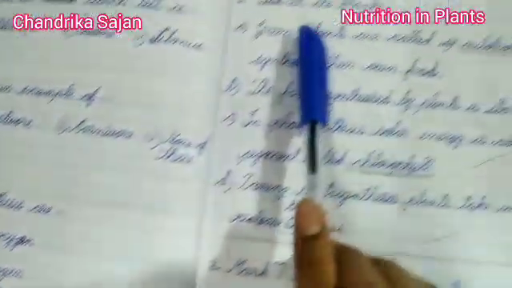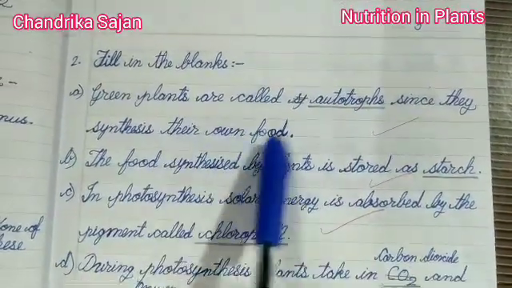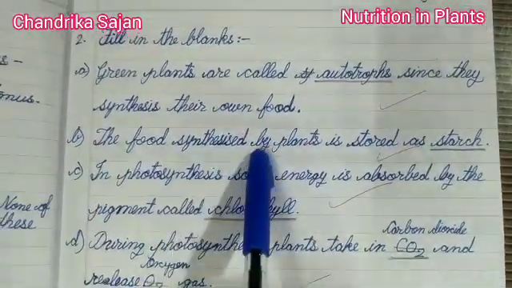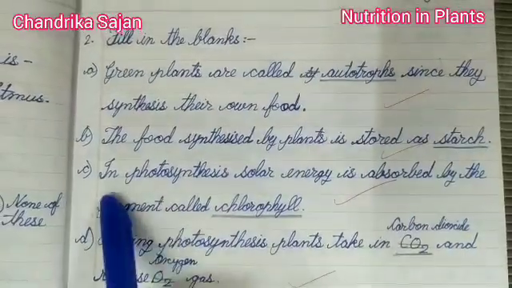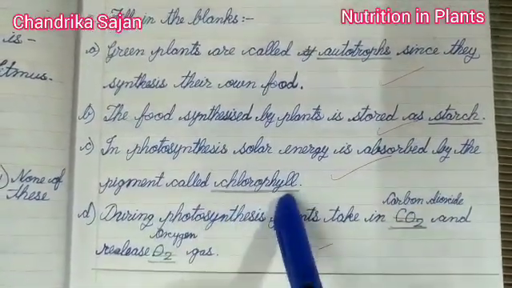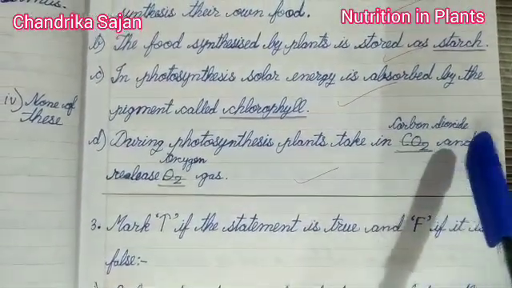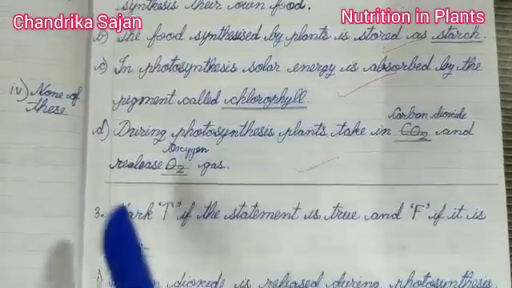Now fill in the blanks. Green plants are called autotrophs since they synthesize their own food. The food synthesized by plants is stored as starch. In photosynthesis, solar energy is absorbed by the pigment called chlorophyll. During photosynthesis, plants take in carbon dioxide and release oxygen gas.